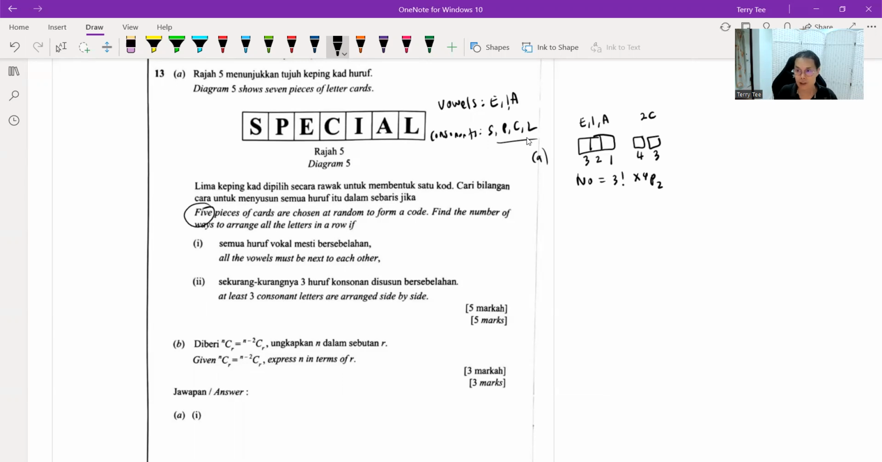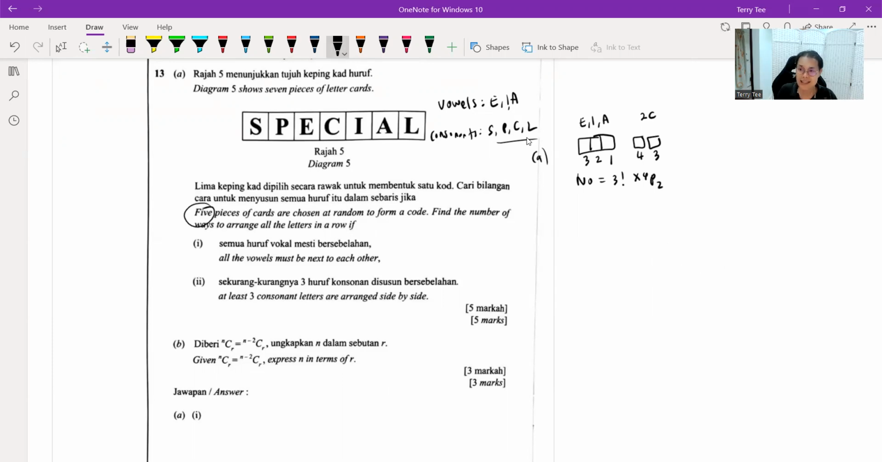4p2 is the same as 4 times 3. Remember, 4p1 is 4, 4p2 is 4 times 3, 4p3 is 4 times 3 times 2, and 4p4 is 4 factorial, right? So you can write that if you want.